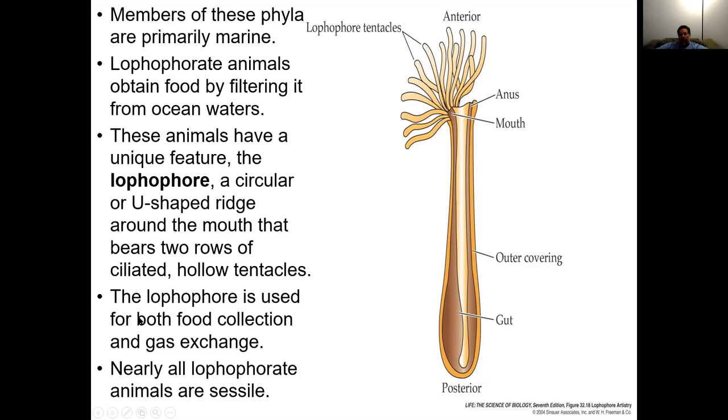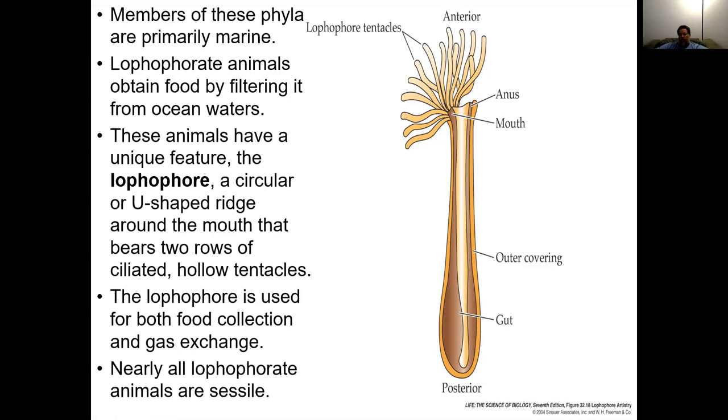Nearly all lophophorates are sessile, so that means they don't move. And so they'll be sitting on the ocean floor and the lophophore tentacles will be flopping around. And food will come in and then go through this U-shaped digestive system and then out the anus. So that's what makes them lophophorates. And again, there's only a few phyla of them, but they all have this U-shaped feeding structure that they call the lophophore.